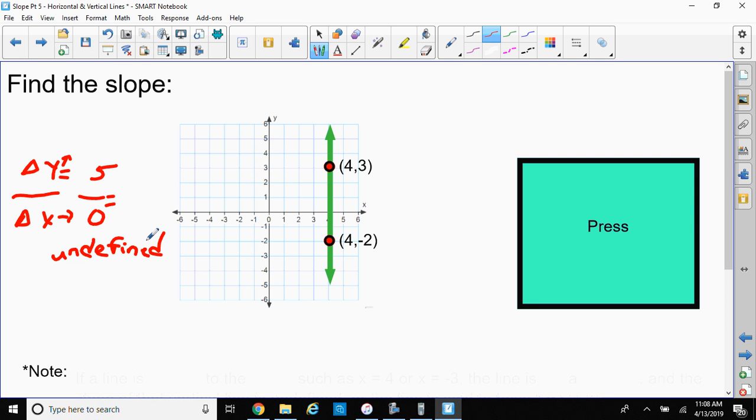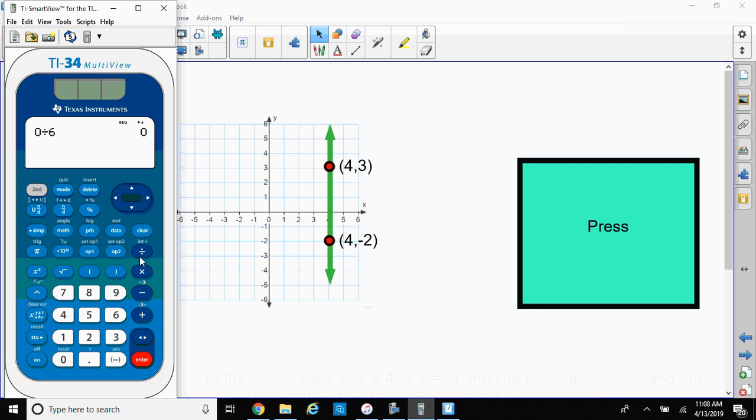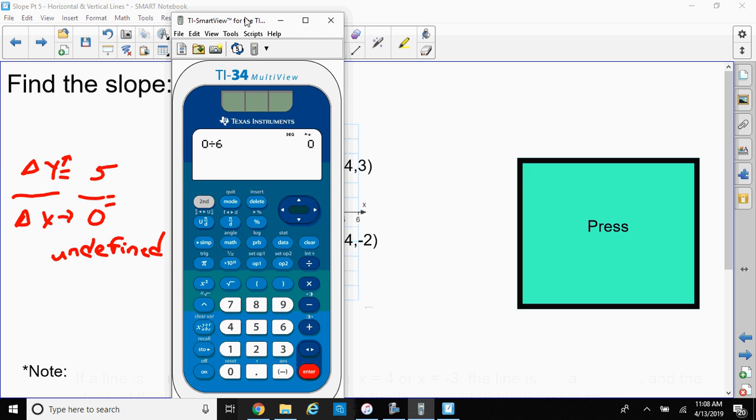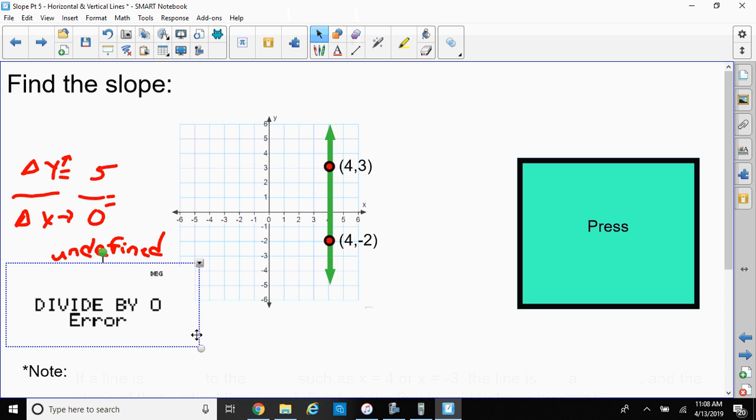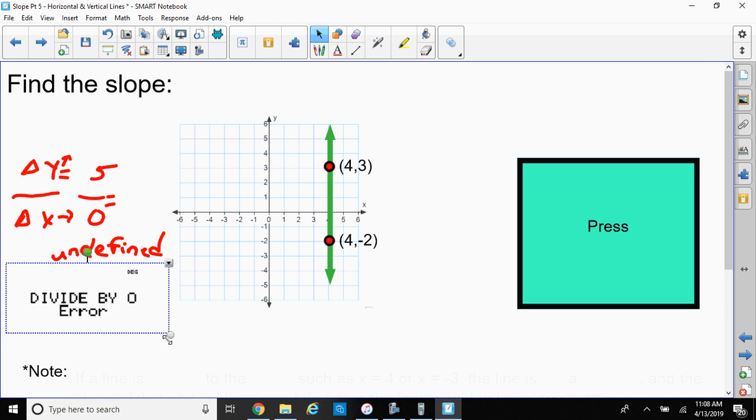And I can get my calculator just to prove that. Let's just move this over a little bit. Let's clear that out of there. 5 divided by 0 gives you a divide by 0 error. So that's the message that you should know, because you can't divide by 0.